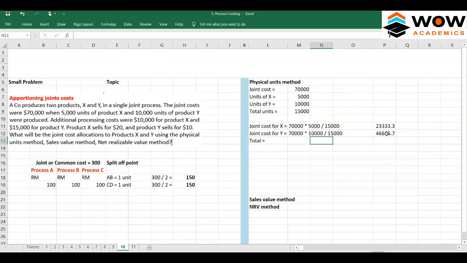When you add, you have to get the total, or there's some kind of a mistake you have made. Okay, so the total joint cost is 70,000. So this is about the physical units method, where we divide the joint cost based upon the units. Okay, so the next one is going to be the sales value method.